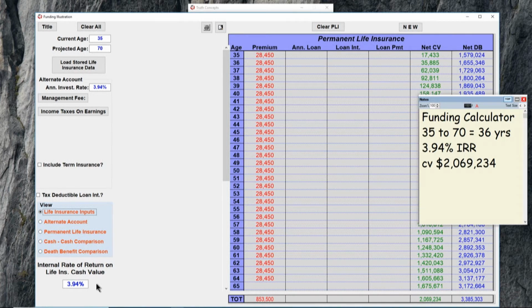This is a safe, liquid asset. It is a certain liquid asset, earning 3.94. That's the class that it belongs in. What in the world is earning anywhere near that today? Can anything touch that?